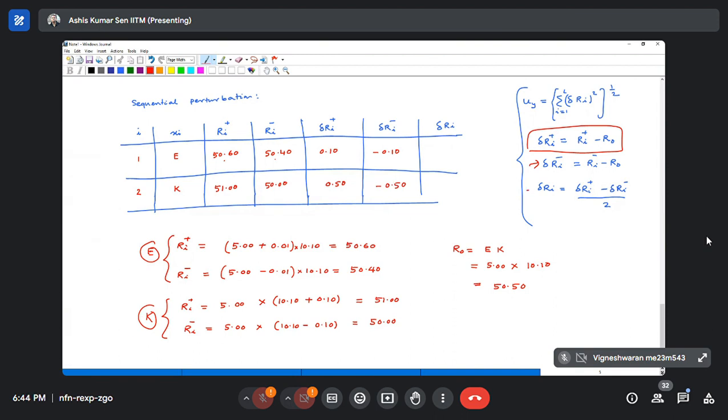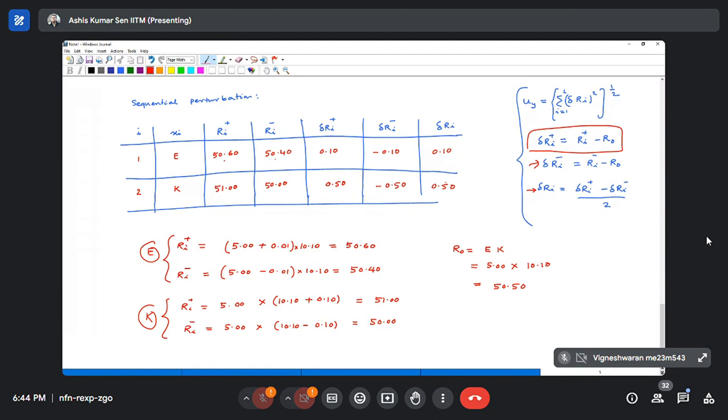Then we find delta Ri for both E and K. Delta Ri is delta Ri plus minus delta Ri minus, divided by 2. So 0.10 minus of minus 0.10 divided by 2 will give you 0.10. Similarly, for K, 0.50 minus of minus 0.50 divided by 2 will give you 0.50.